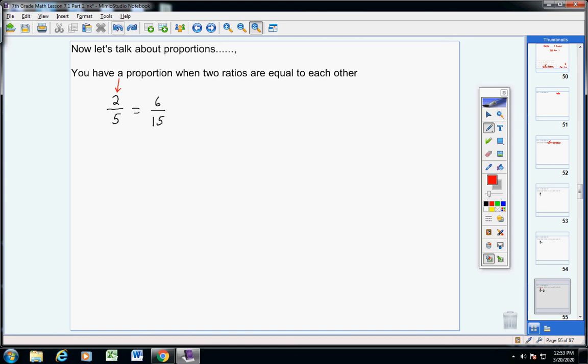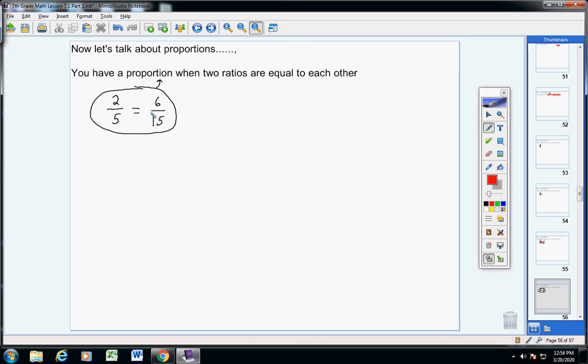Now, are they truly equal? Well, sure they are, guys. If you were to take 6/15, and if you were to reduce that fraction, 3 goes into 6 2 times, 3 goes into 15 5 times. If you were to reduce 6/15, what would you get? 2/5. So yes, they're equal. So this entire thing here is called a proportion, okay? Because I have two ratios, 1, 2, and they're set equal to each other, okay?